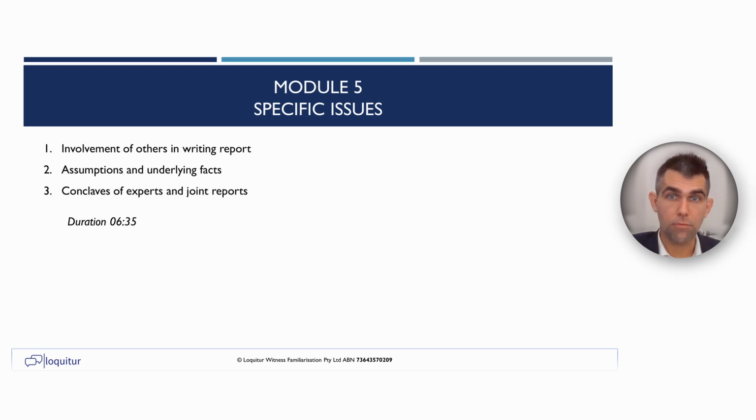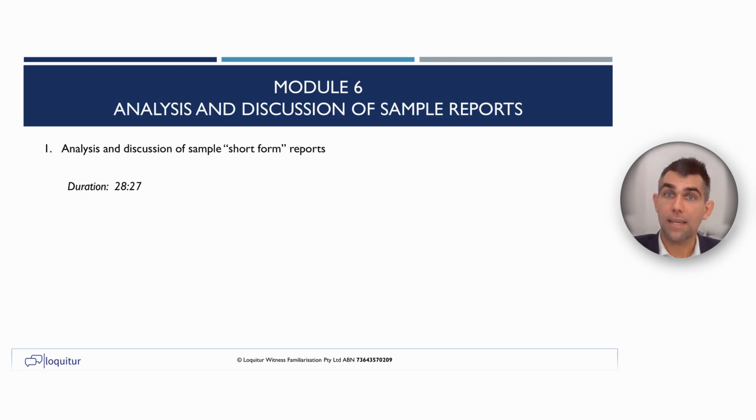We look at the issue of assumptions in your report, how these will form the foundation for your report, and how they will inevitably be attacked as part of any challenge to your report. We also look at the conclave process and the drafting of joint expert reports. So Module 6, the analysis and discussion of sample expert reports. This module is a practical session. We take a look at a series of short-form reports and give feedback on these. What was done well, what could be improved to make the report more robust, more clear and concise, and indeed less open to challenge. So that is a short summary of our online expert witness report writing course.